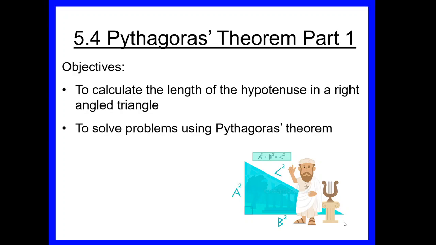At lesson 5.4. So, moving on to have a look at Pythagoras' theorem, and this is the first part of that lesson. So the objectives today then: to be able to calculate the length of the hypotenuse in a right angled triangle, and to solve problems using Pythagoras' theorem.